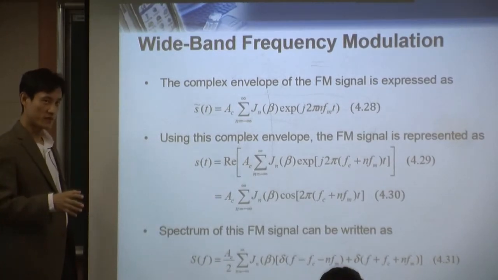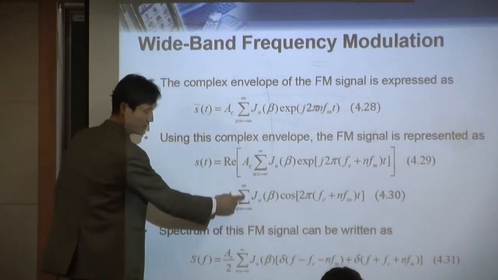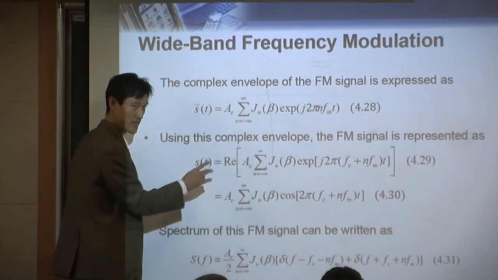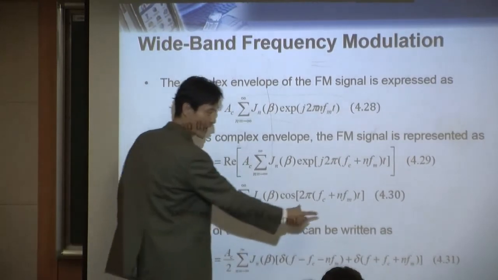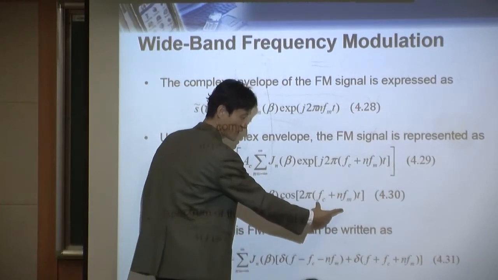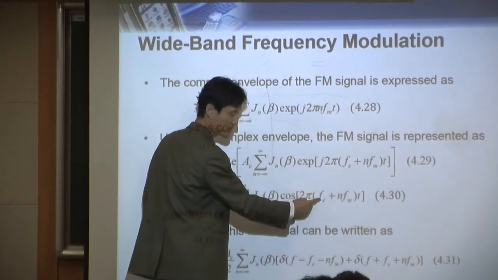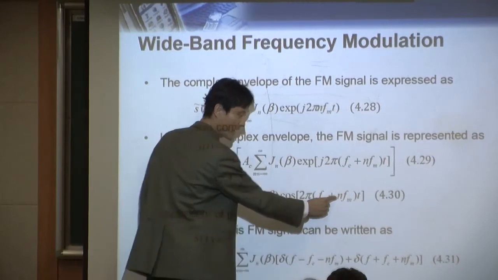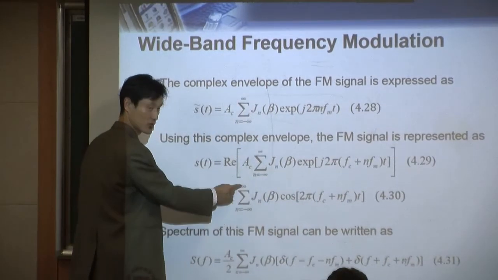Why is this very different? First, you have an infinite summation. And second, you have so many different frequency components, right? Look here, this is a frequency: FC plus NFM, but N changes from minus infinity to infinity.